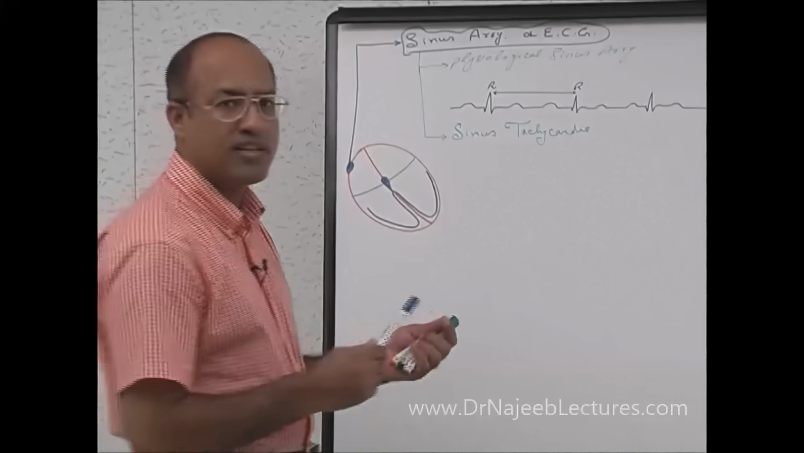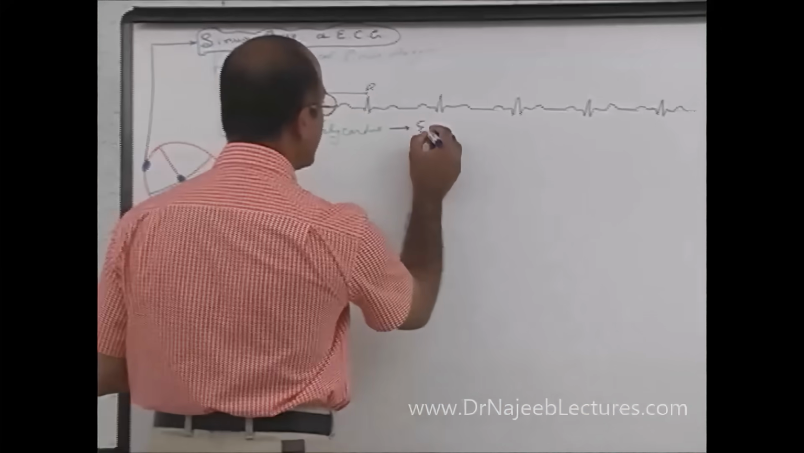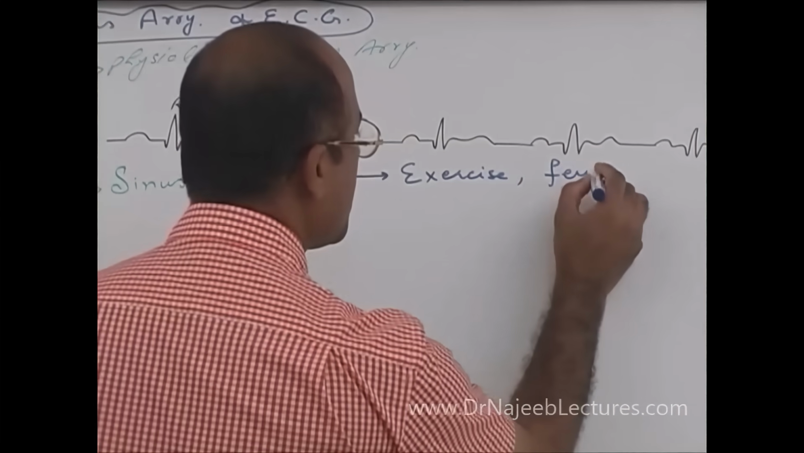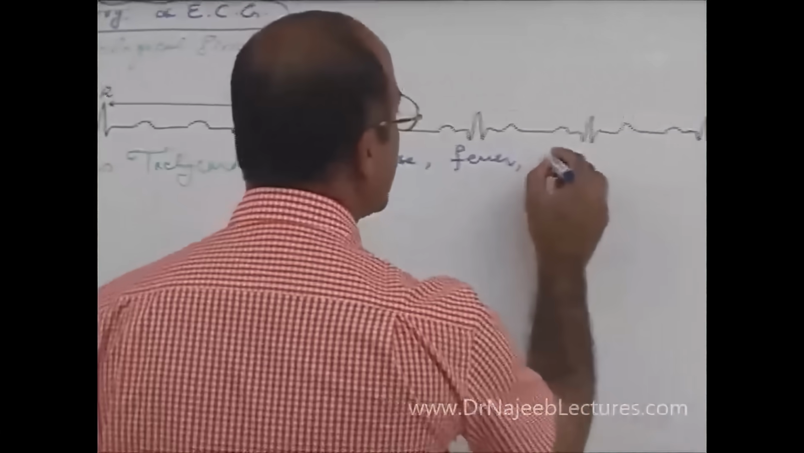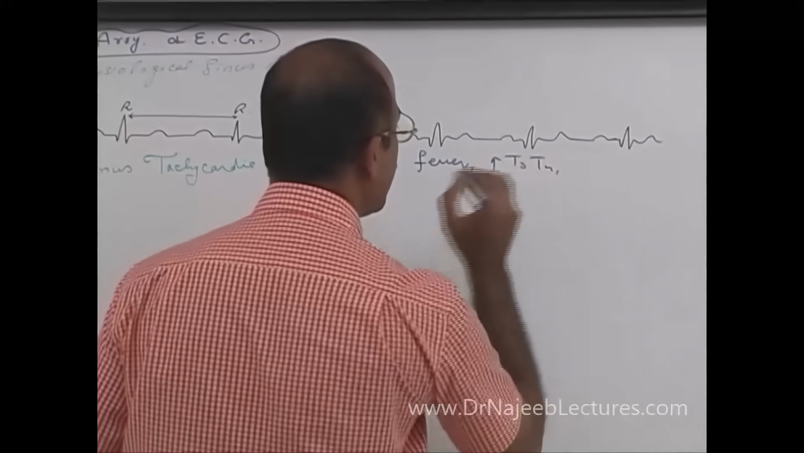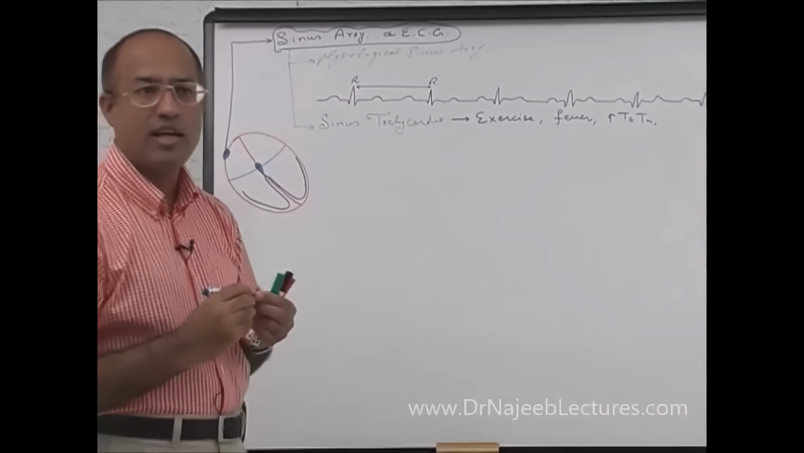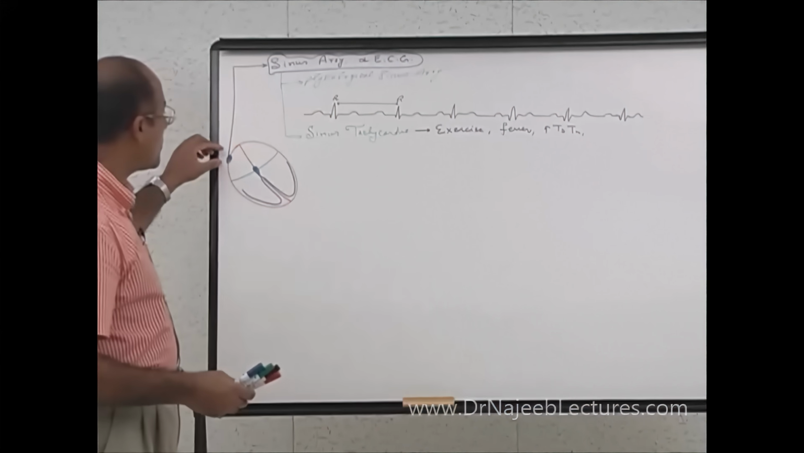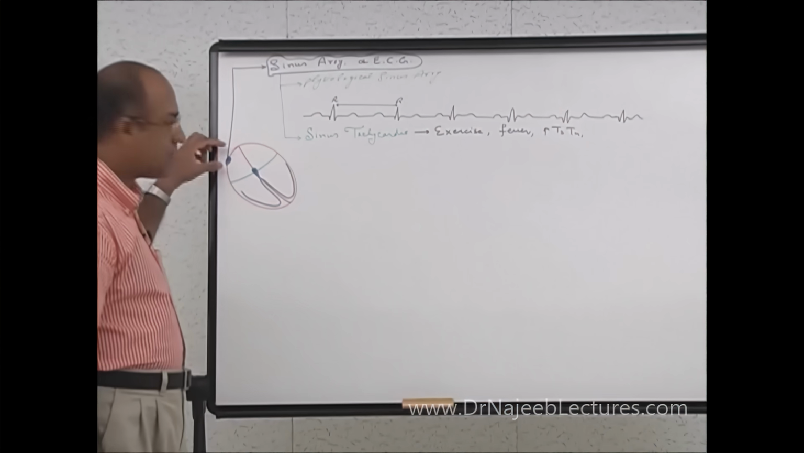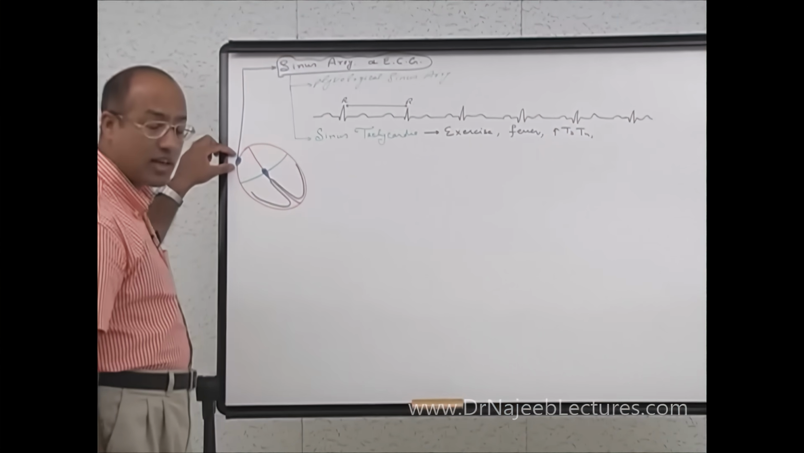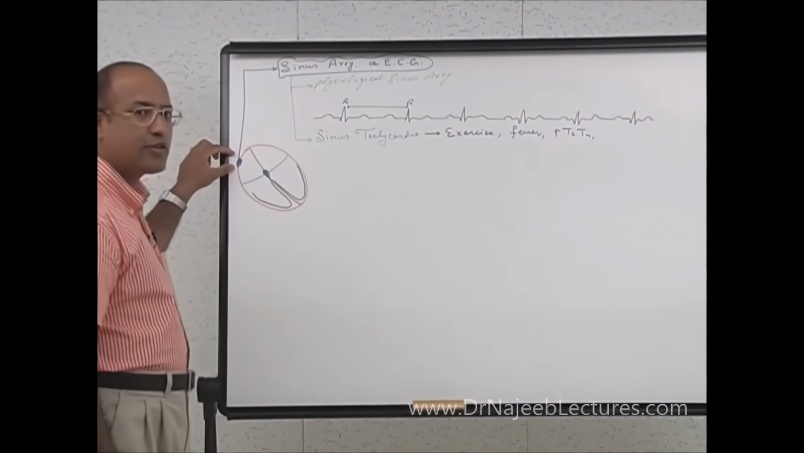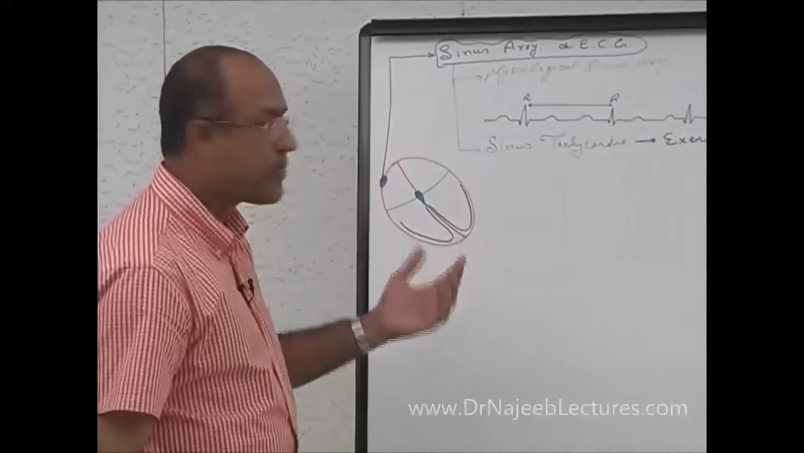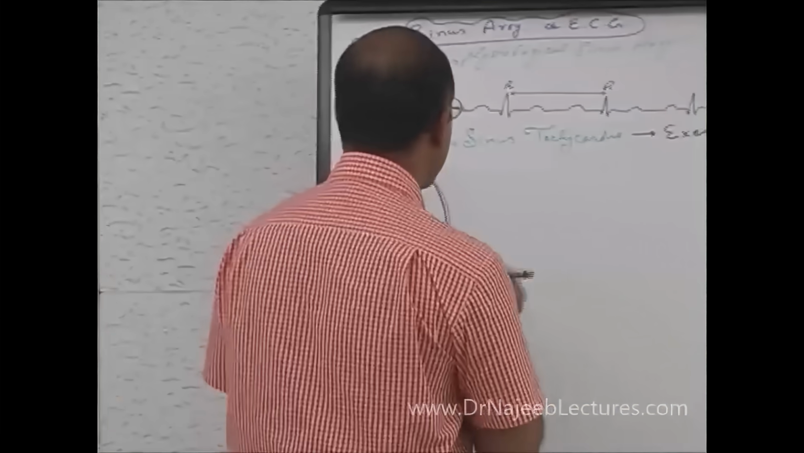Sinus tachycardia is very commonly seen during exercise. Exercise increases your heart rate, or a patient with fever, or a patient with thyrotoxicosis, right? And there are many other conditions which increase the heart rate. In these conditions like exercise or fever or thyrotoxicosis, there is overstimulation of the SA node. And when there is excessive stimulation of the SA node, it will generate depolarizations more frequently and your heart rate will go up. Under these circumstances, what will happen?